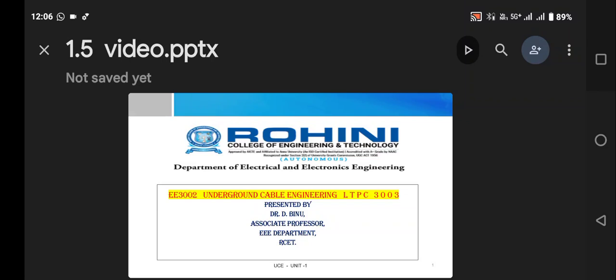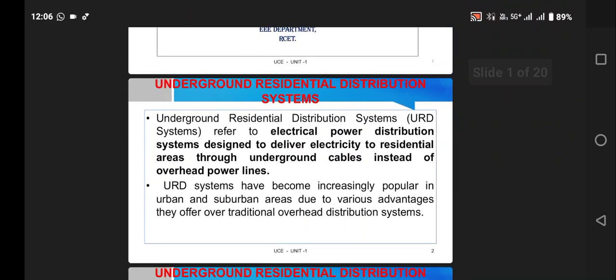I'm Dr. Binu. In underground cable engineering, the fifth topic in the first unit is underground residential distribution systems. URD is nothing but an electrical power distribution system which is designed to deliver electricity to residential areas through underground cables instead of overhead power lines. Underground residential distribution systems have become increasingly popular in urban and suburban areas due to the varieties of advantages they provide over traditional overhead distribution systems.